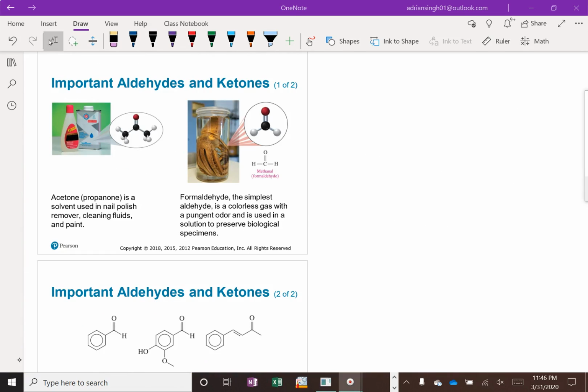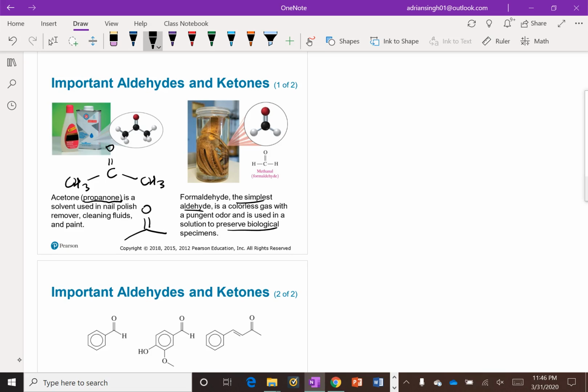Okay, and I mentioned a couple of these aldehydes and ketones before, a couple of things that you may have seen or used. So acetone, which is the common name for propanone, right? So we have a 3-carbon ketone, and the skeletal structure would look like this. All right, that's, as you probably know, used in nail polish remover, cleaning fluids, paints, etc. Formaldehyde, the simplest aldehyde there is, used in the preservation of biological specimens. All right, it's the simplest aldehyde, a 1-carbon aldehyde.